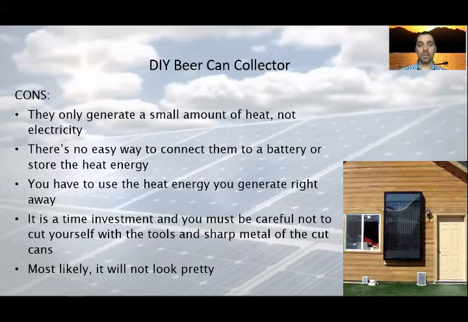You have to use the heat energy you generate right away. It is a time investment, and you must be careful not to cut yourself with the tools and sharp metal of the cut cans. Most likely, it will not look pretty, but actually most of the cons are the same with the factory-made devices.